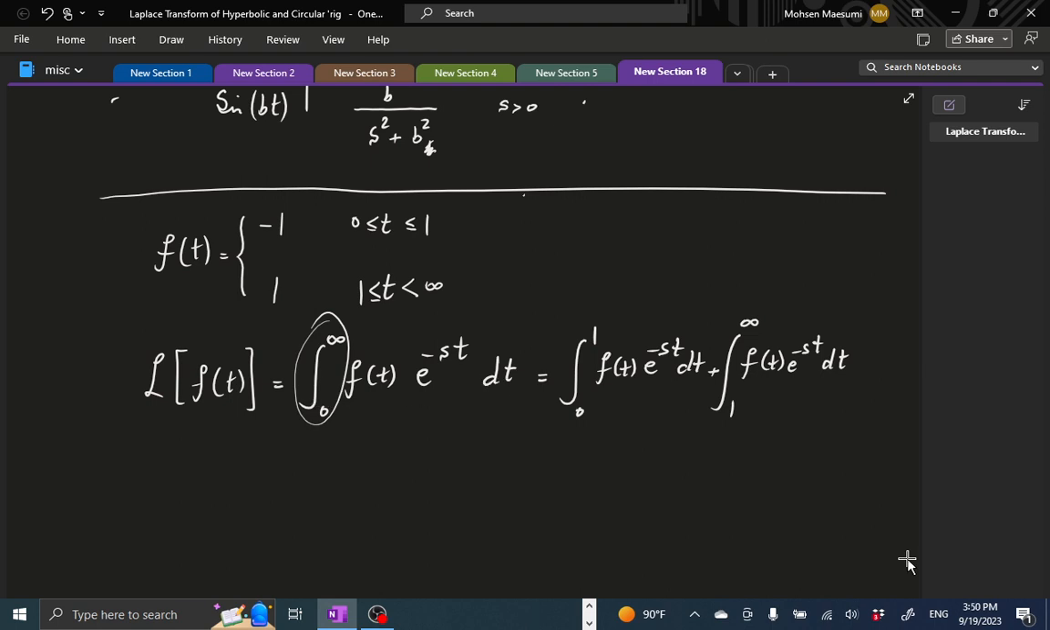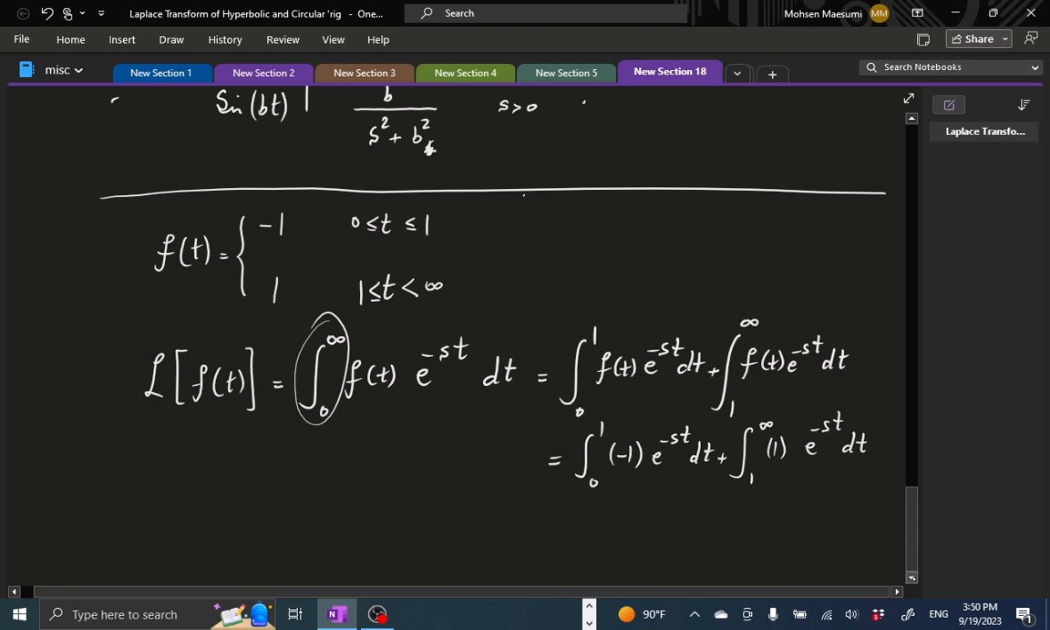Taking the integral and breaking it into different pieces of its domain is the standard thing that you do in calculus 1. Now we say, well, from 0 to 1, my function is defined a certain way, so I put that definition here, so it's -1. And then I put the other one, from 1 to infinity, which is 1. Of course, we don't need to write 1, but I'm just indicating that that's where it came from.